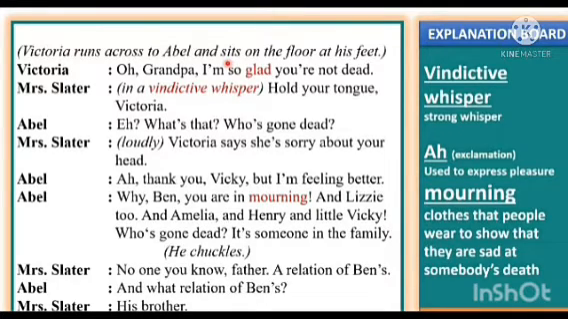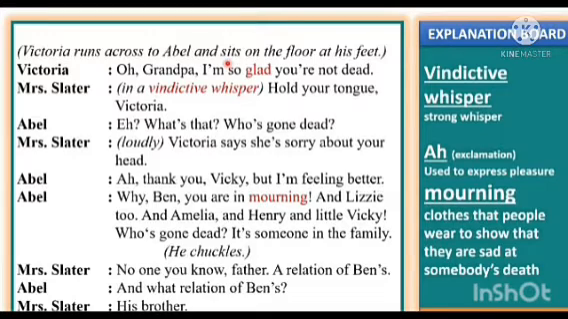Victoria: Oh, Grandpa, I am so glad you're not dead. Mrs. Slater, in a vindictive whisper: Hold your tongue, Victoria. Abel: Hey, what's that? Who's gone dead? Mrs. Slater, loudly: Victoria says she's sorry about your head. Abel: Ah, thank you, Vicky, but I am feeling better.